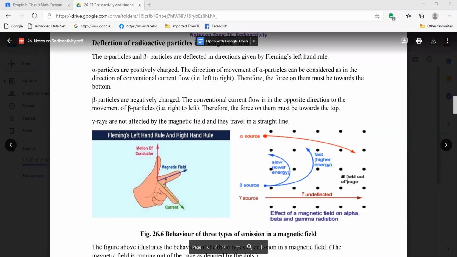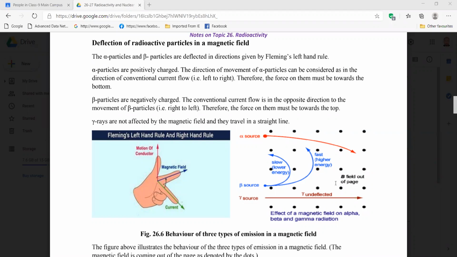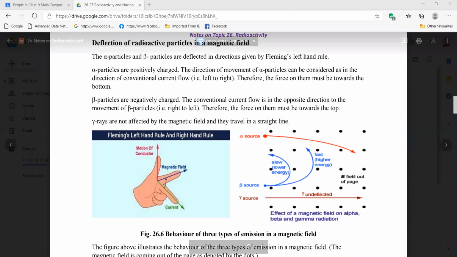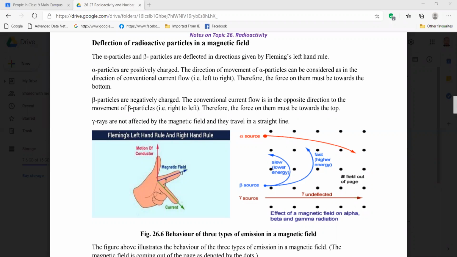So B field means magnetic field out of page. That means the first finger is coming outwards. You fix your thumb, first finger, and second finger in a way that is shown in the diagram. This is Fleming's left-hand rule. You should fix it the same way as shown here. The left hand and the thumb is making 90 degrees with the magnetic field.